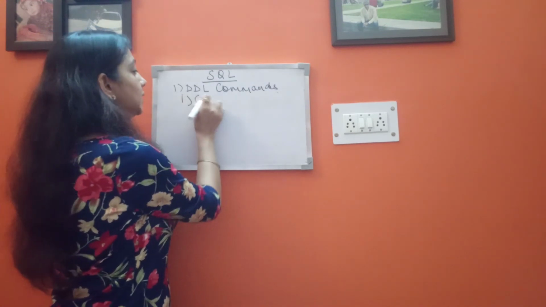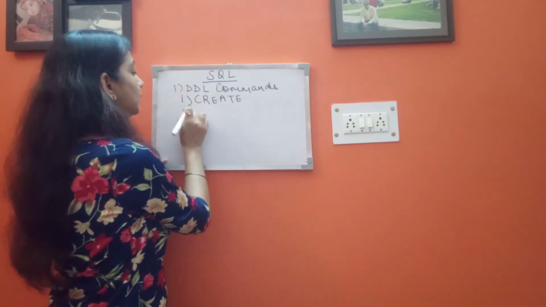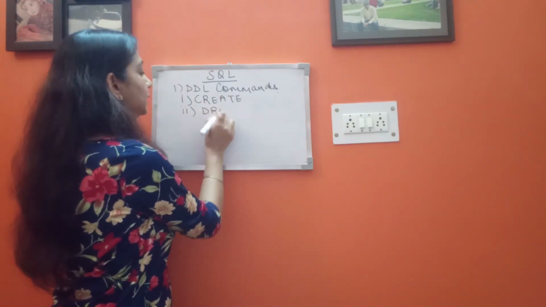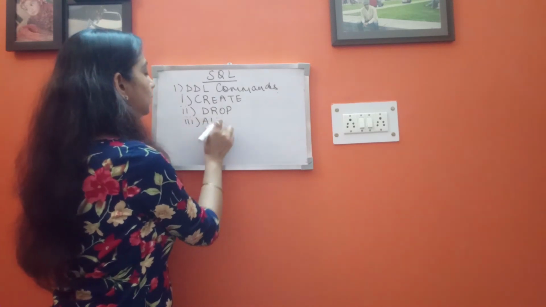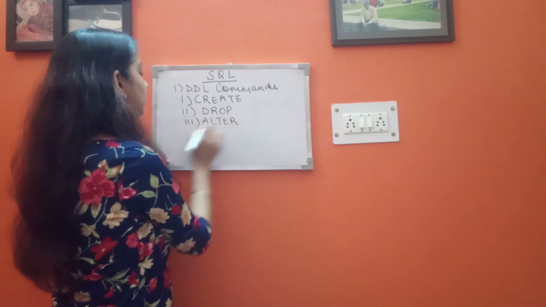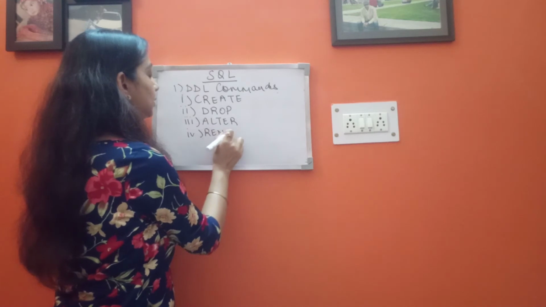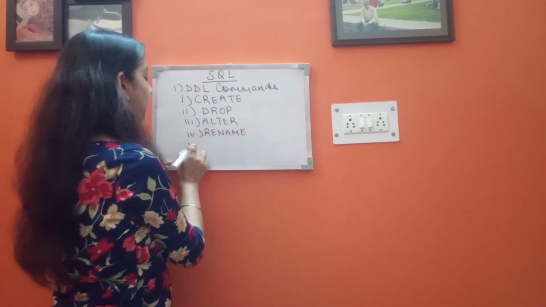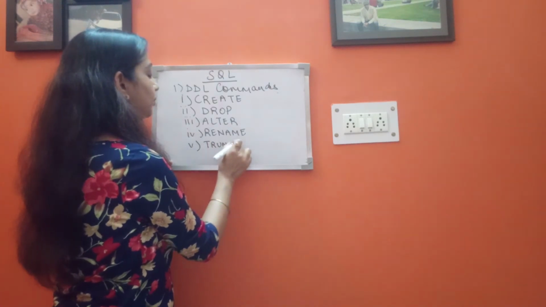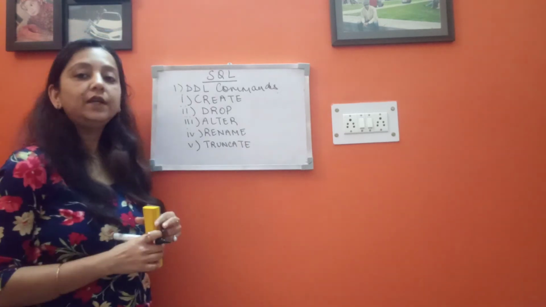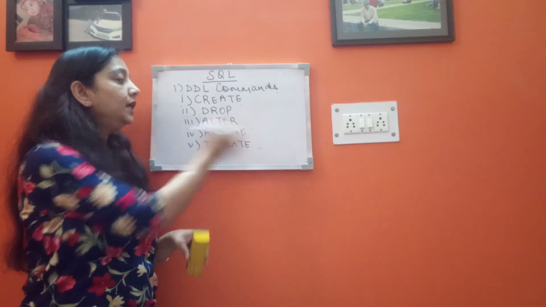The first is the create command. The other one is the drop command. We have the alter command. We have the rename command. And we have the truncate command. So these are the 5 DDL commands that we will be studying: the create, the drop, the alter, the rename and the truncate command.